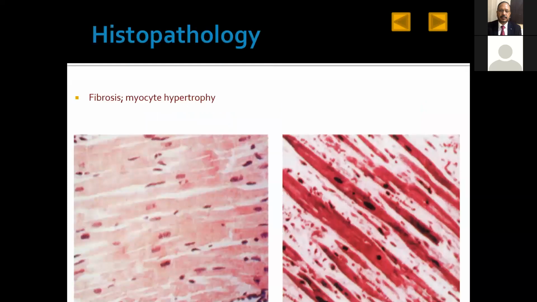Histopathology, look at the picture on the left. This is a picture of a normal heart muscle. These are the myocytes, and this is from dilated cardiomyopathy. You see in between the muscle cells, there are strands of fibrous tissue. Fibrous tissue cannot contract, and so the contractility of hearts with dilated cardiomyopathy is depressed.